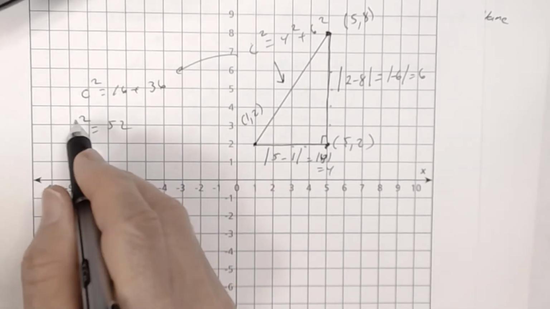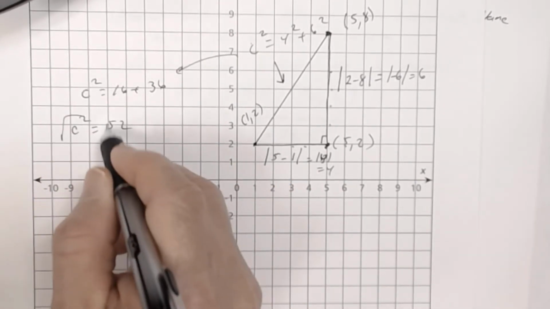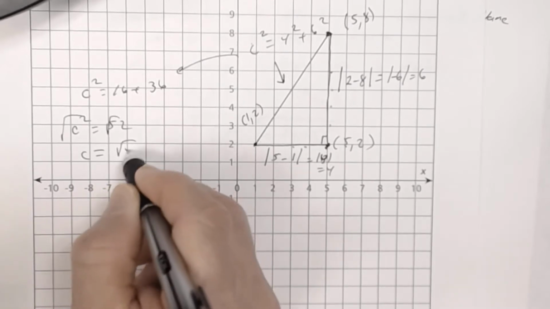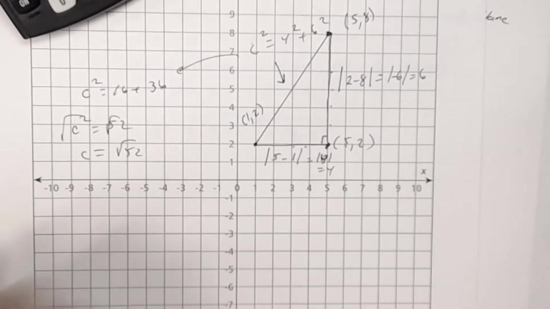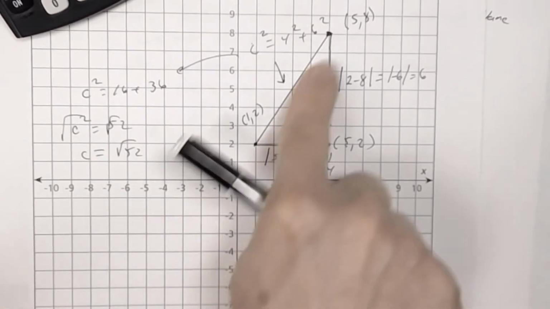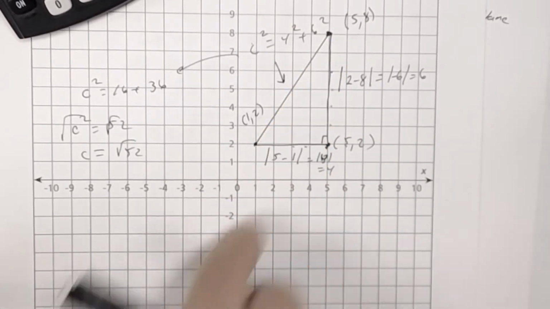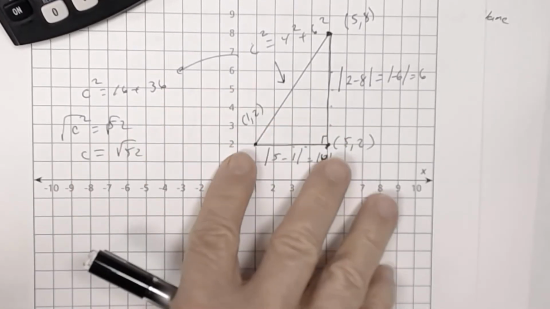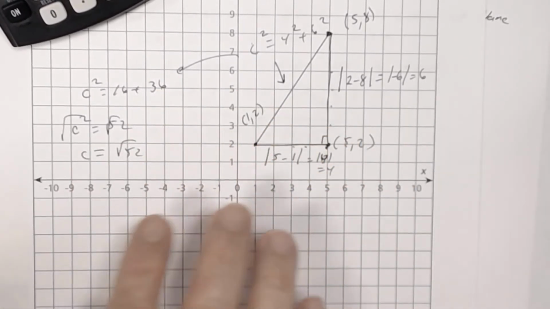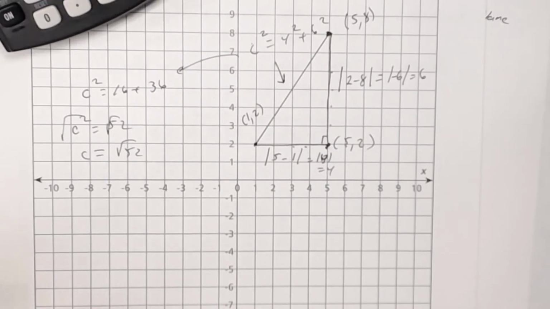And so to get c by itself, I'm going to take the square root of both sides. So c will be the square root of 52. And then you would simplify this, but let's go ahead and leave it like that for right now. So there's your length. So your distance is the square root of 52. Okay? So notice I used the Pythagorean theorem. Now I'm going to come back to this in a little while. But we use Pythagorean theorem to do this.